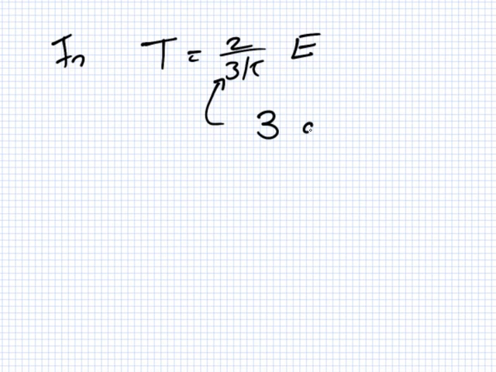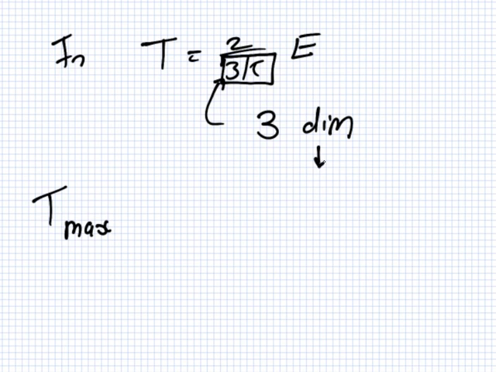in T equals 2 over 3KE, or KE if you want, the 3 was because we were in 3 dimensions. Now, if I'm trying to figure out what is the maximum temperature, so now I'm on to part B. If I want to know what is the maximum temperature, then do I want to make this bigger or smaller? Smaller. Can I change the 3 into a smaller number? I can. What's the smallest I can make it?